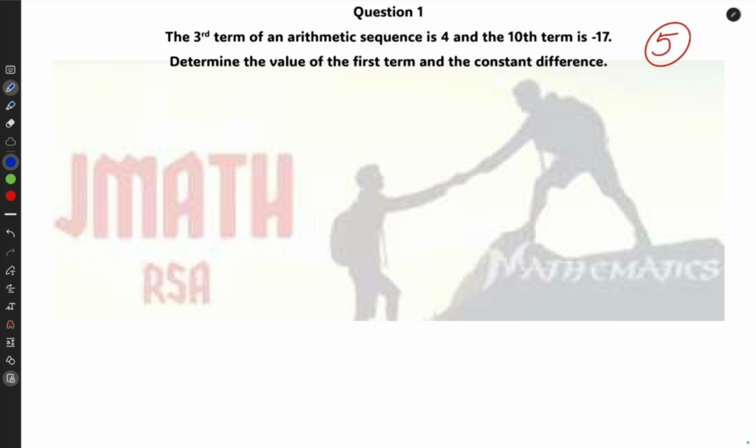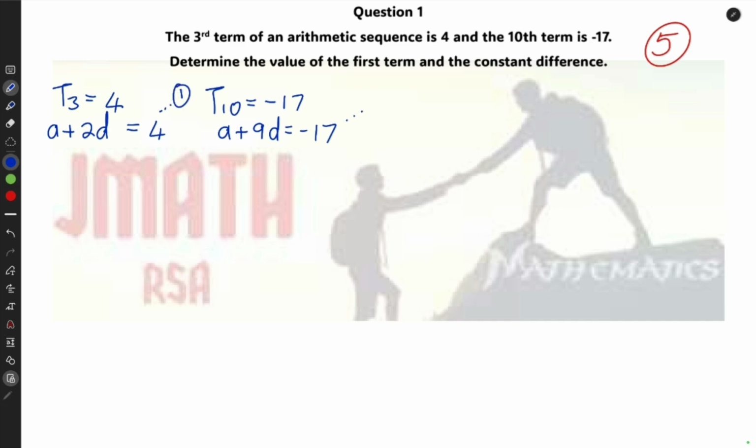So let's get equation 1. I know T3 is equal to 4, but just like you saw in the intro to this video, I can rewrite T3 as A plus 2D is equal to 4 because it's arithmetic. Now the same with T10. So T10 is equal to minus 17, and therefore A plus 9D would be equal to minus 17. Now you can choose elimination or substitution. With this specific question, elimination will be easier. So I'm just going to name that 1. I'm going to name that 2.